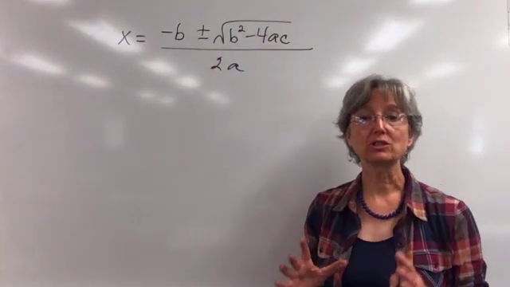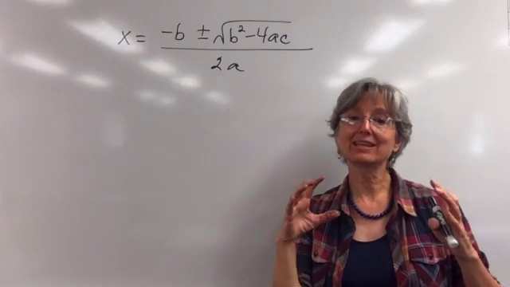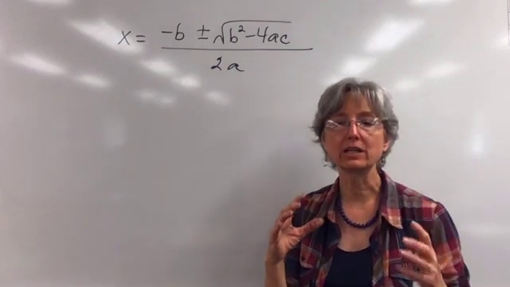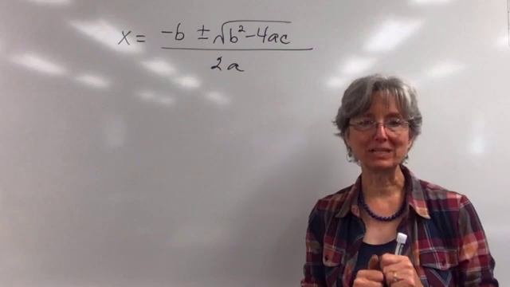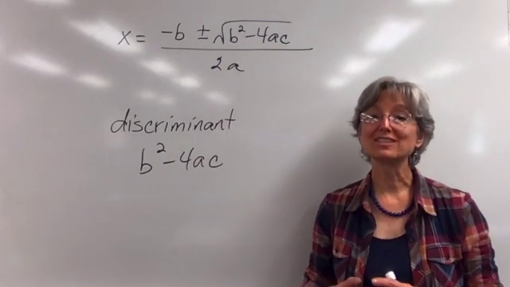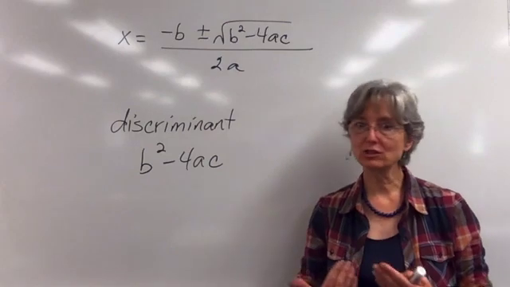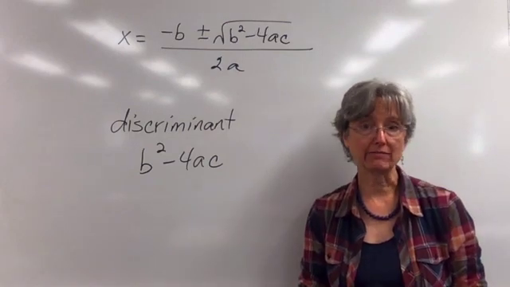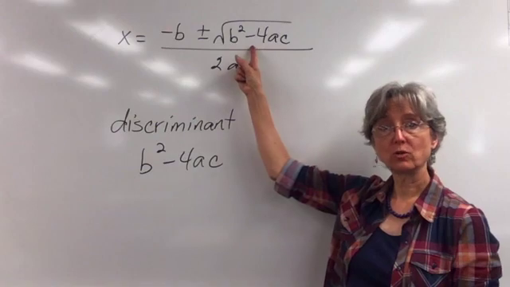Now, because this formula has this plus or minus in this square root part, this square root section becomes really important. Everything inside the square root is significant. It's called the discriminant. We call it the discriminant because you can use it to discriminate how many solutions you're going to have, because it's inside of this square root.